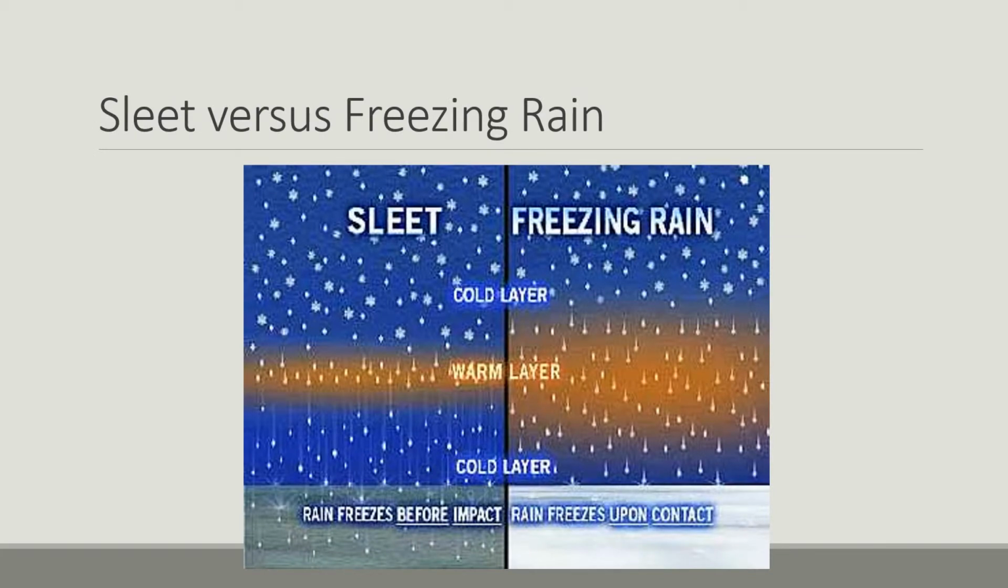Comparing the two, we see them side by side. Notice the difference in the warm layer and how much wider it is with freezing rain than it is with sleet. And notice then, as we get close to the surface, how thin that freezing layer is for the freezing rain versus the sleet. One of the other things to think about is if you're outside during either of these, freezing rain will hit you as a person as a liquid, while sleet would hit you as an actual ice pellet. And so there is that difference there as well.